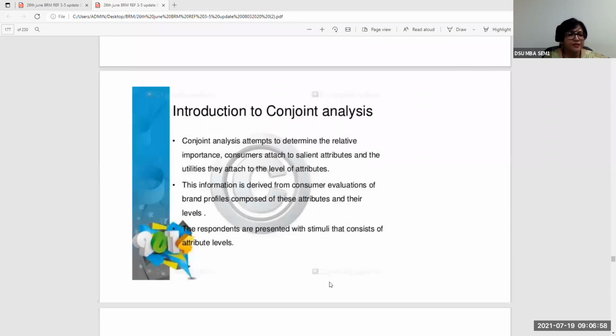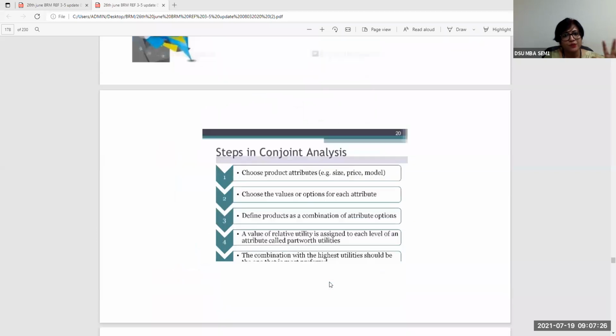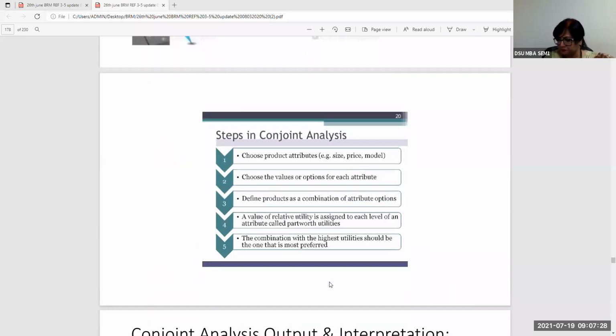The second point is that the information is derived from consumer evaluations of brand profiles composed of the attributes and their levels. So certain brands or certain characteristics might be mentioned, and the views of the respondents are elicited in order to derive the analysis in a joint format. You are trying to understand respondents' points of view as they are presented with the stimuli, which consist of the attribute levels or characteristic levels.